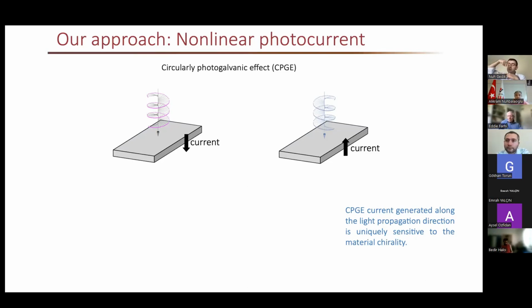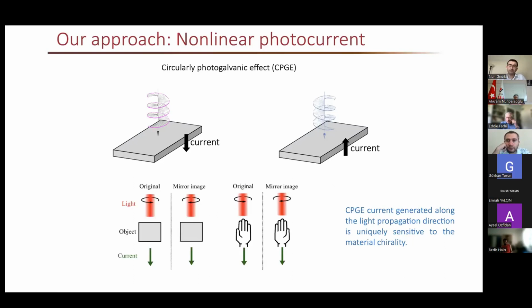So we shine circularly polarized light, and we look for a current that is running in the propagation direction of the light. The argument is this: if you shine left circularly polarized light, and then switch the polarization to right circularly polarized light, and there is a current that actually depends on this chirality, the sample must be chiral. Let me explain why that is without going into any math.